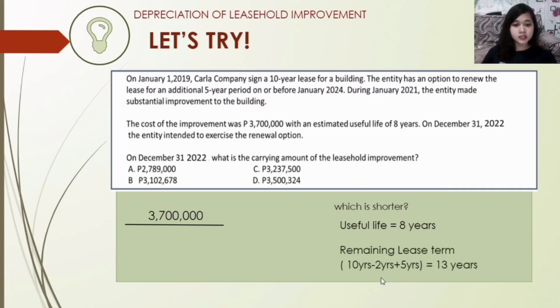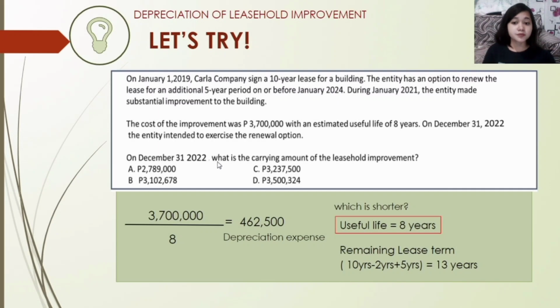So, remaining lease term, 10 years yung lease term, less yung 2 years na lapse na, kasi 2021 na nag-improve. So, 2 years na yung nakalipas. I-add natin yung renewal option dahil tinuloy niya yung renewal. And then, 13 years yung magiging remaining lease term natin. So, sino sa kanila yung mas mababa? Yung useful life. So, 8 ang gagamitin natin for the denominator. And then, makukuha na natin yung depreciation expense for that.